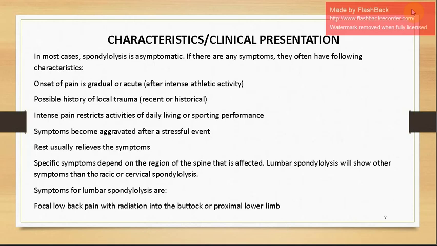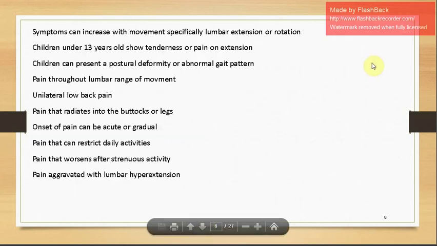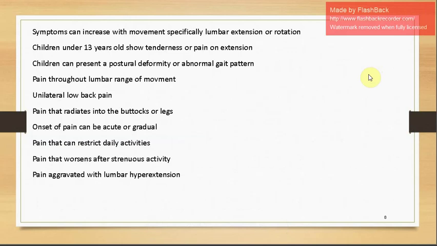Lumbar spondylosis will show other symptoms than thoracic or cervical. Symptoms for the lumbar area especially are back pain with radiation to the buttock or proximal lower limb. Then the symptoms can increase with movements, especially lumbar extension or rotation. Children under 13 show tenderness or pain on extension and can present a postural deformity or an abnormal gait pattern.